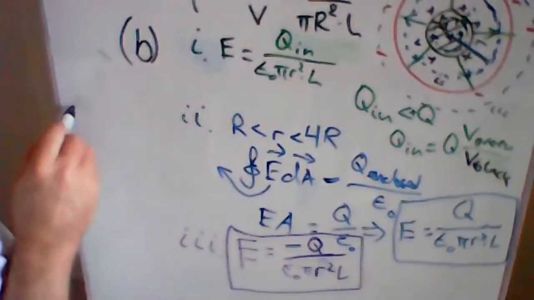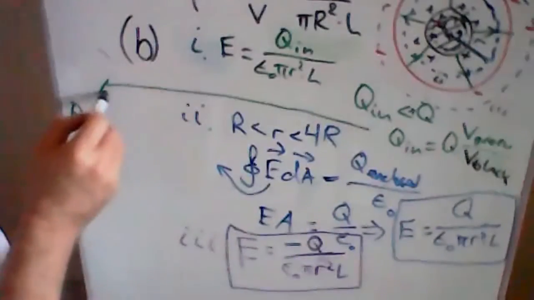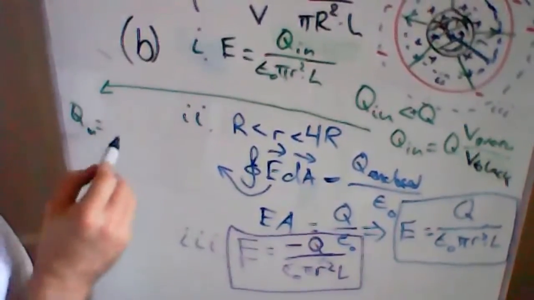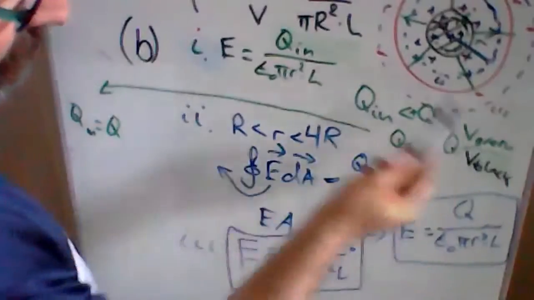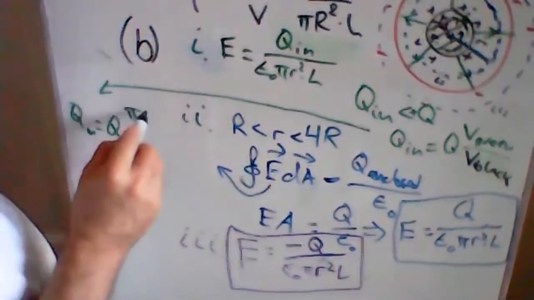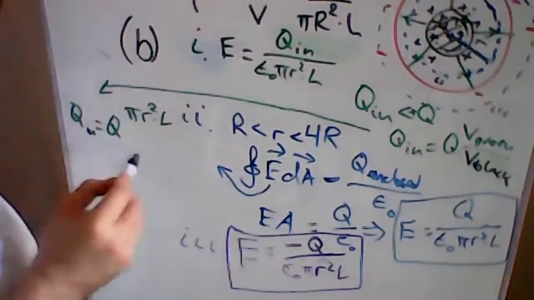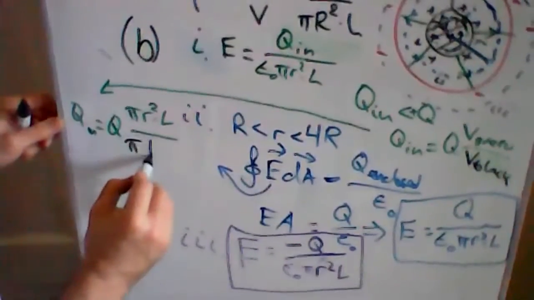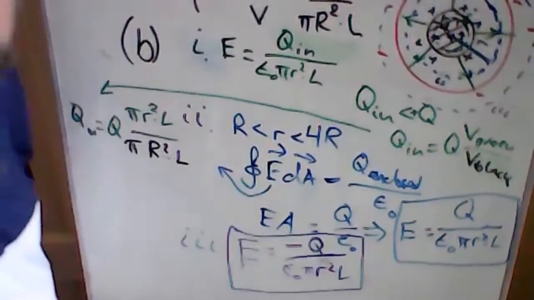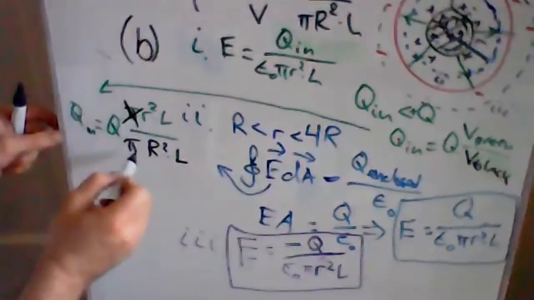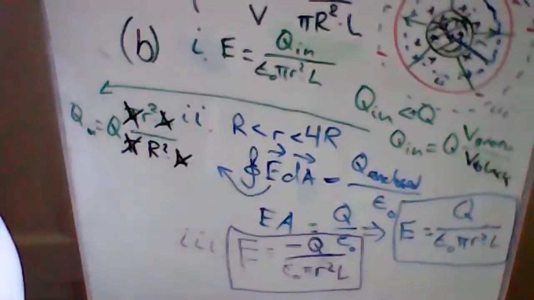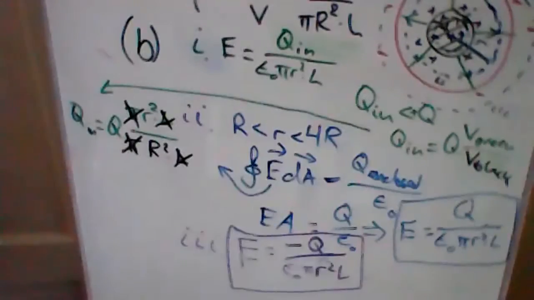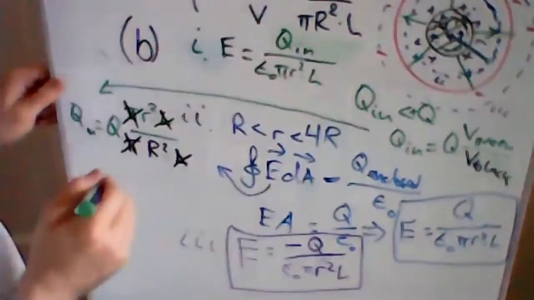So Q enclosed equals Q times the green volume, which would be pi r squared times L, over the black volume, which would be pi big R squared times L. Make sense? Then the pi's cancel, the L's cancel, and it's just Q times the ratio of little r squared over big R squared.